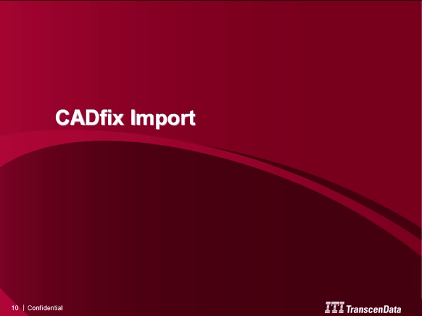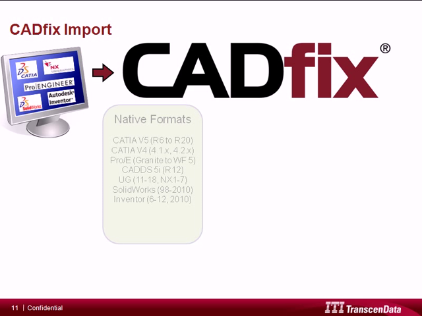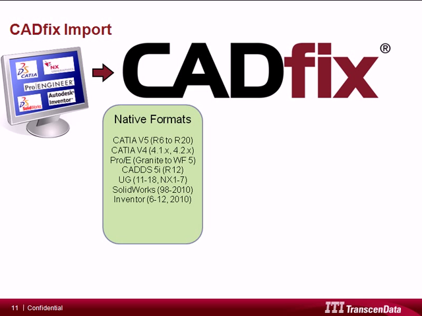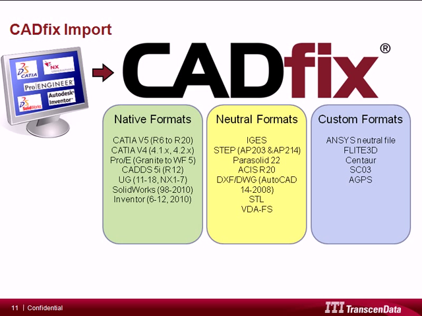With CADfix, we can import a wide range of different formats. The formats available will depend upon your license file. Firstly, we have native CAD system formats such as CATIA, ProEngineer, Unigraphics, SolidWorks, and Inventor. These are standalone and do not require a CAD system license. Secondly, we have neutral formats. These are commonly used and include IGES, STEP, Parasolid and ACIS. Finally, we can also import files from a range of specialist engineering packages.